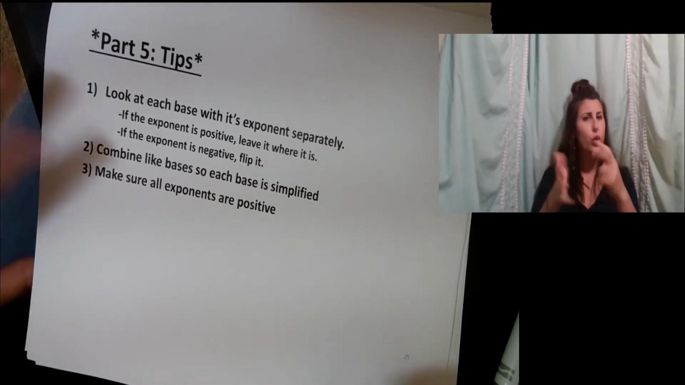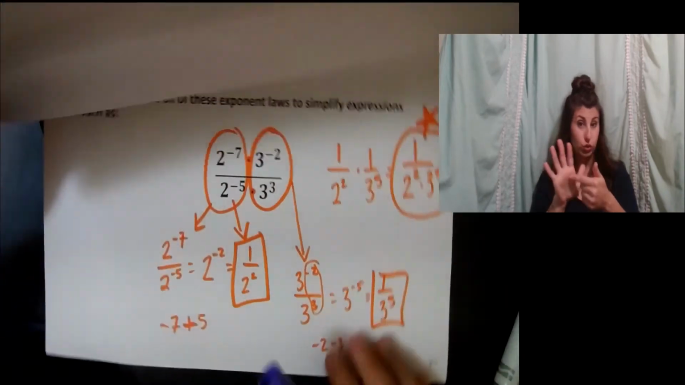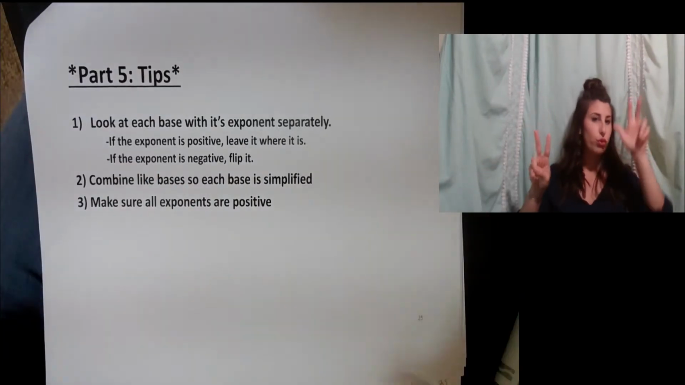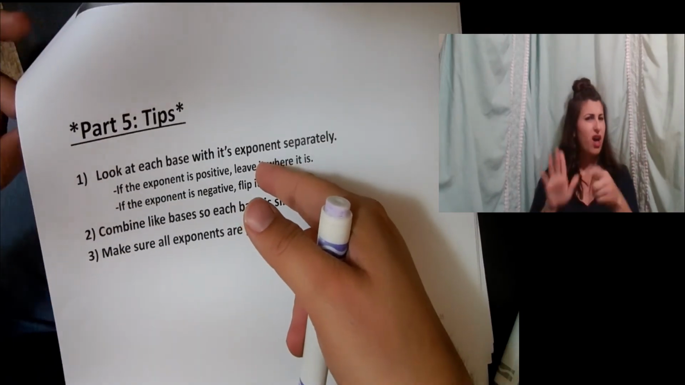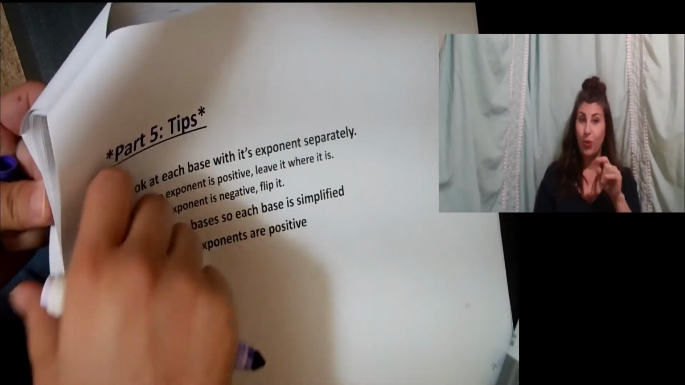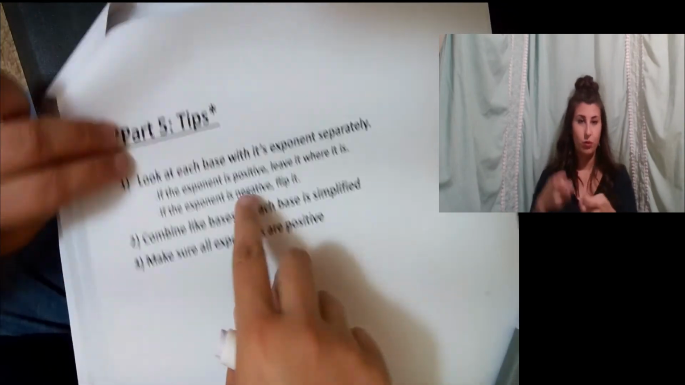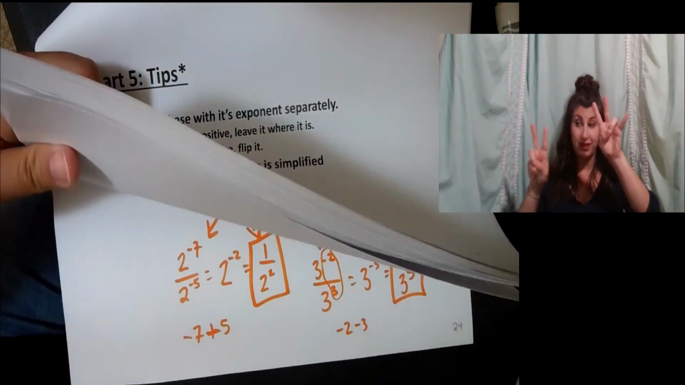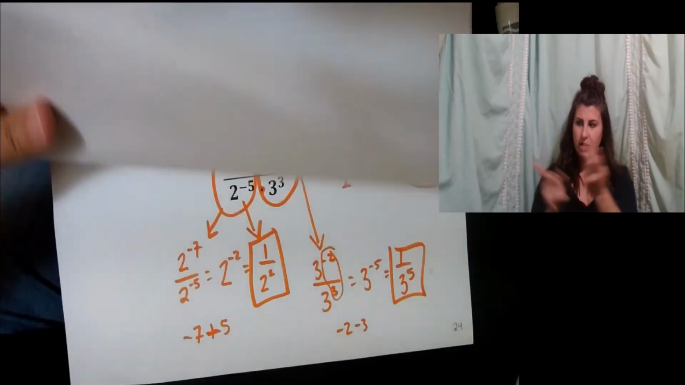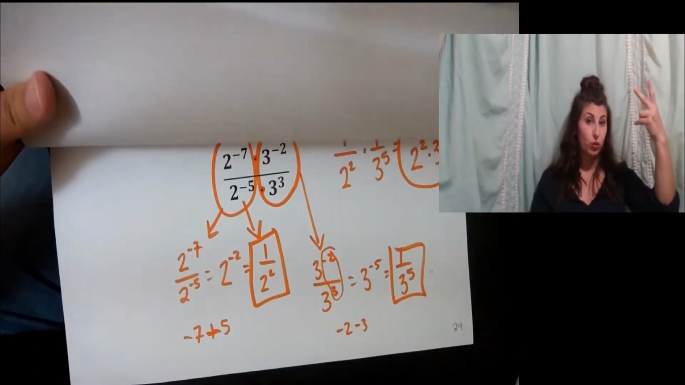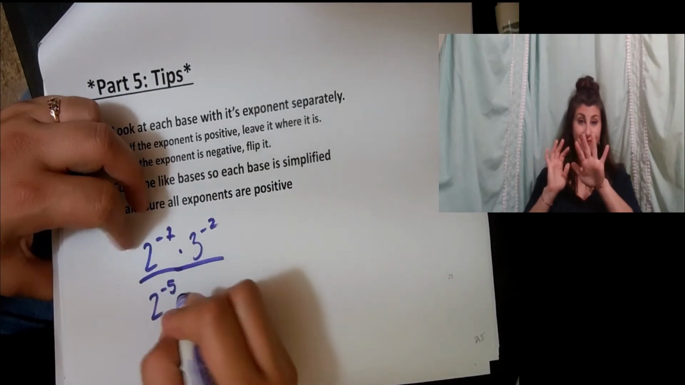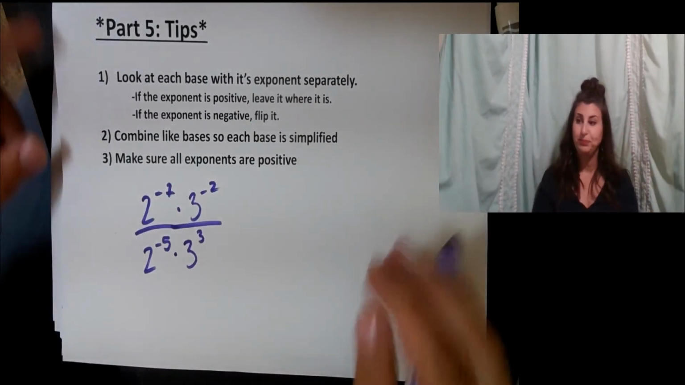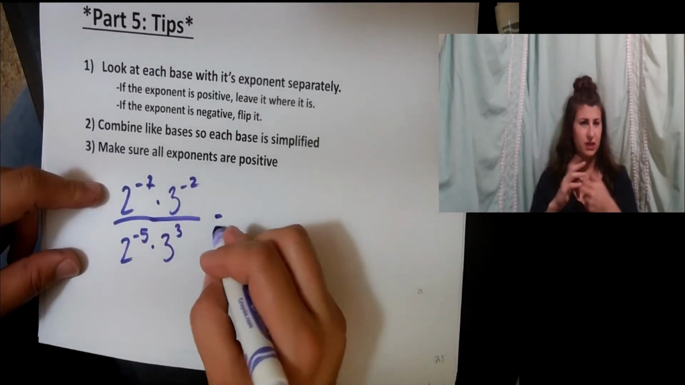So let me show you what that part means. So I showed you here by separating each one and then using the rules, but let me show you what I mean by this part, because this part's pretty cool. Usually after a couple of problems, that's when I teach that part. So I have 2 to the negative 7, and then times 3 to the negative 2. And then 2 to the negative 5th times 3 cubed. Okay, so what this part means is, this is what I do.